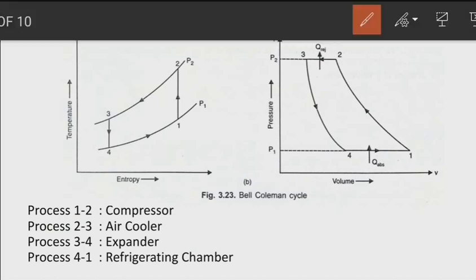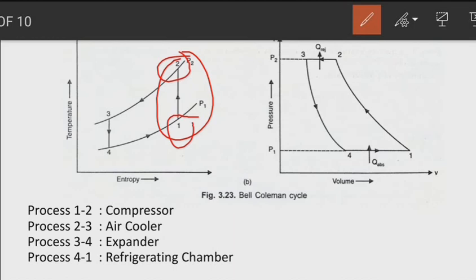So you can see that in the 1 to 2 stage, the warm air is leaving the refrigerating chamber at stage point 1. It reaches stage point 2, where it is compressed isentropically by the compressor.